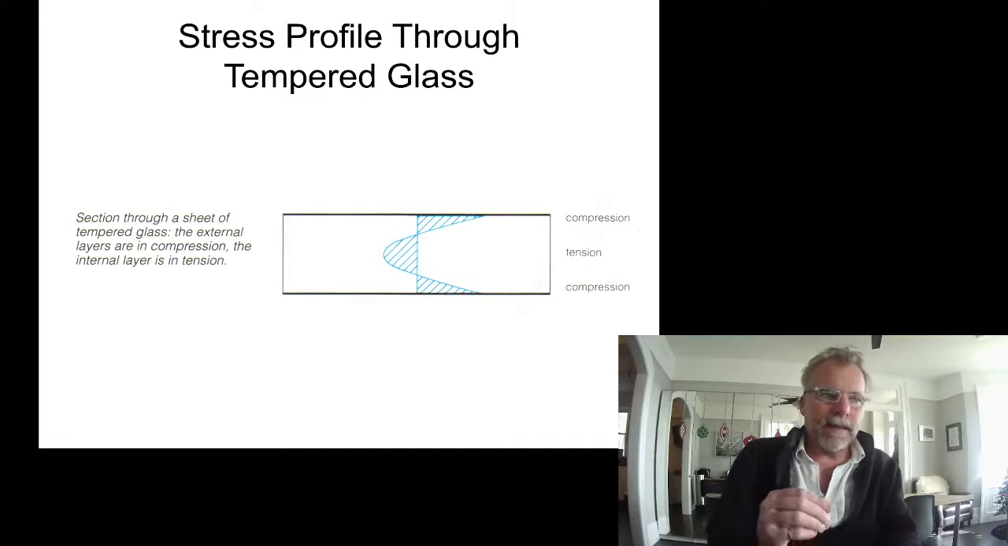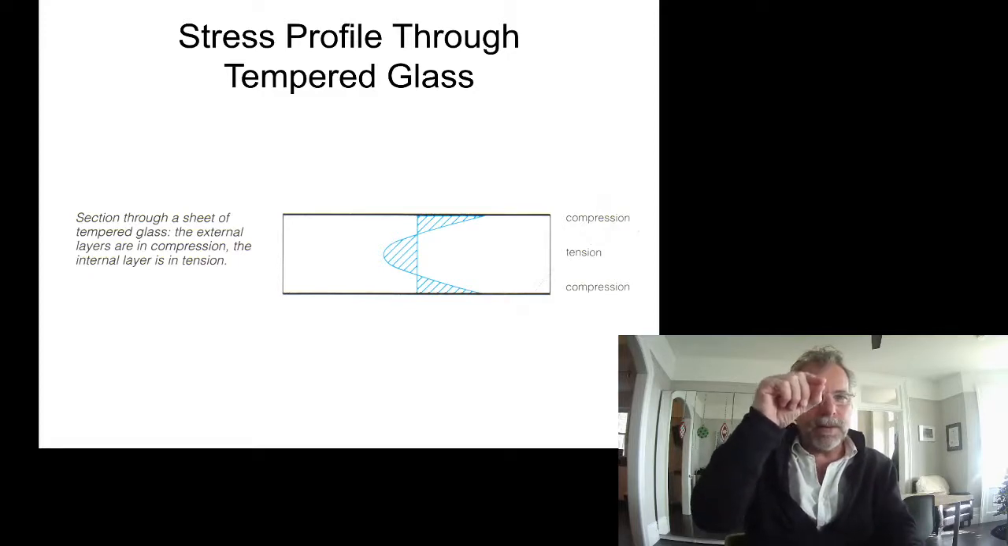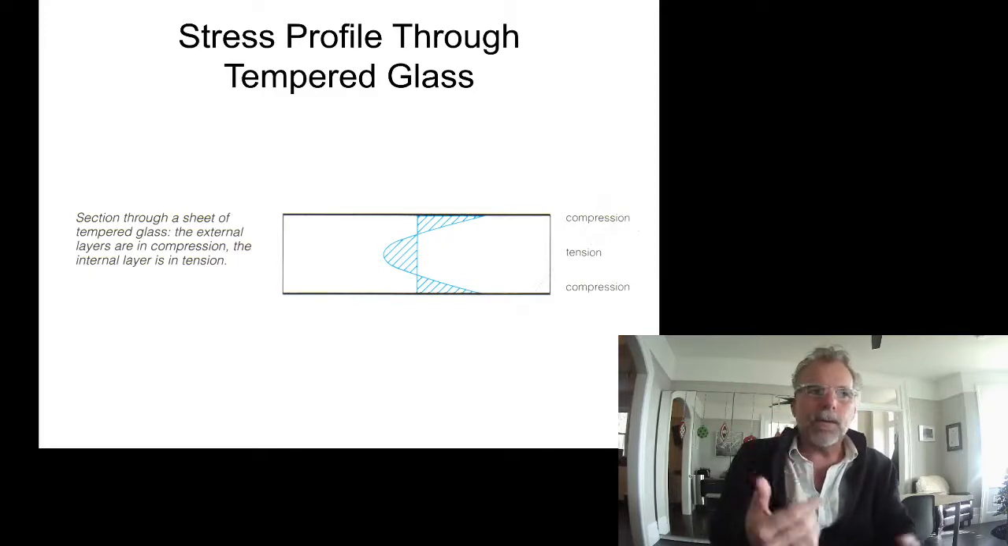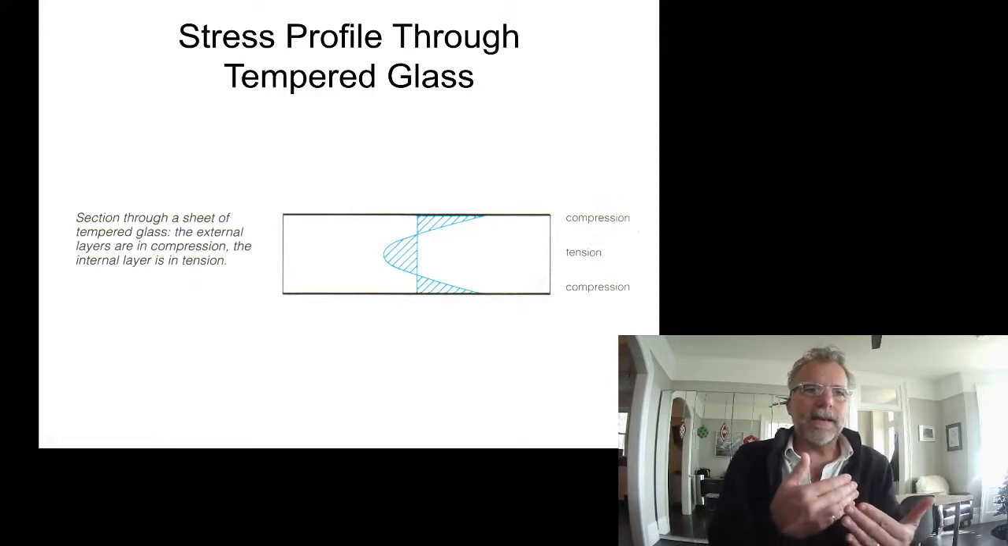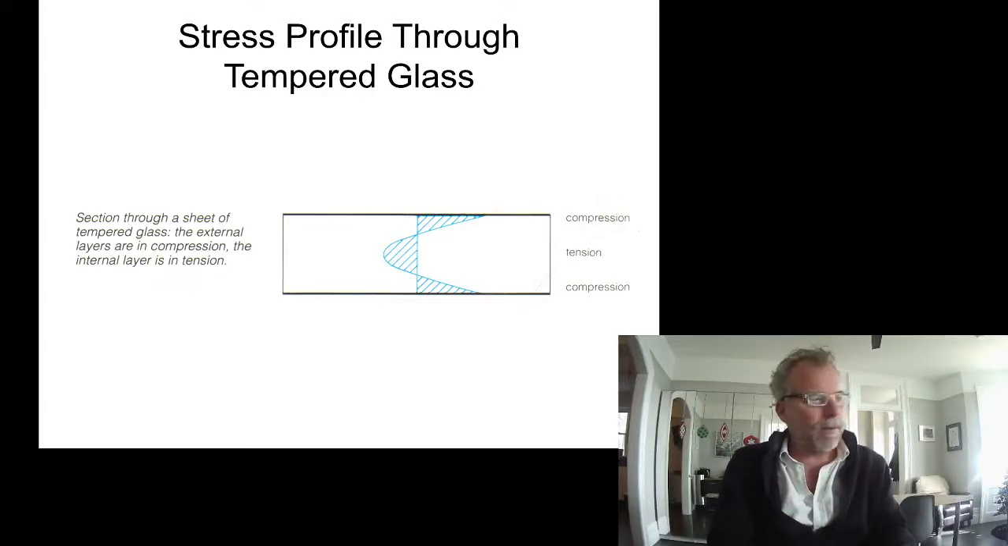Remember what I said, that if we get a flaw in the surface, we wind up with a very sharp point, or a sharp notch, with a stress concentration which causes a crack to propagate. The crack will only propagate in tension. It doesn't propagate when there's compression. And so tempered glass gives us this region of toughness, where we can have surface flaws that will not propagate a crack, and therefore the usable strength of tempered glass is much higher.